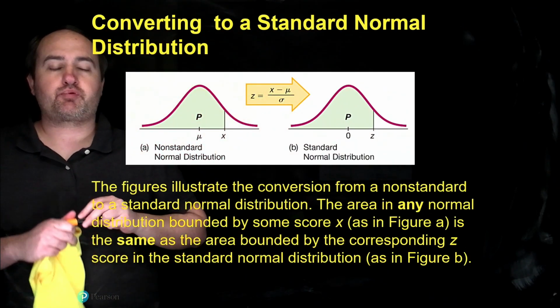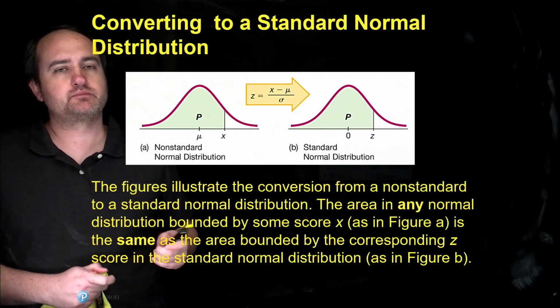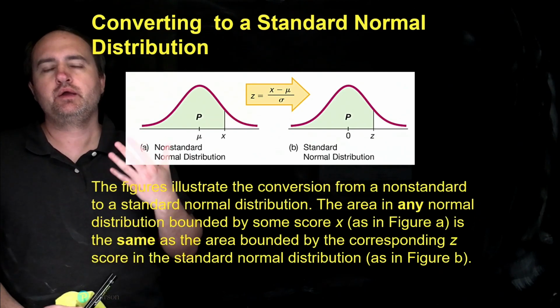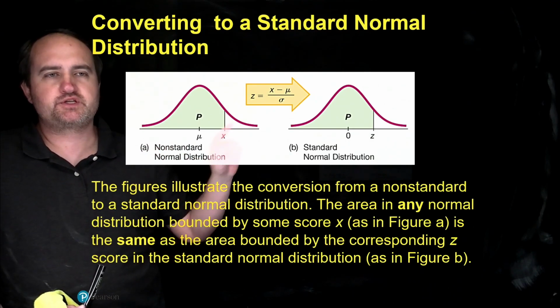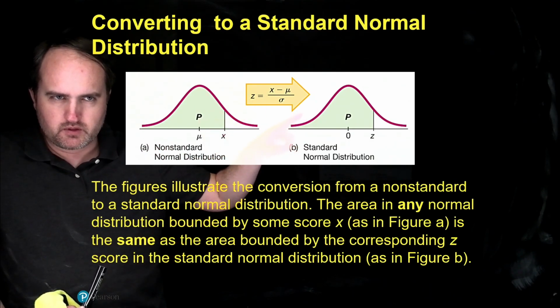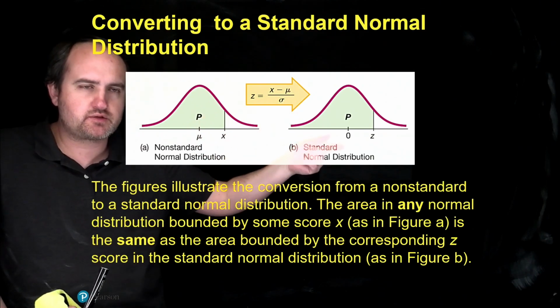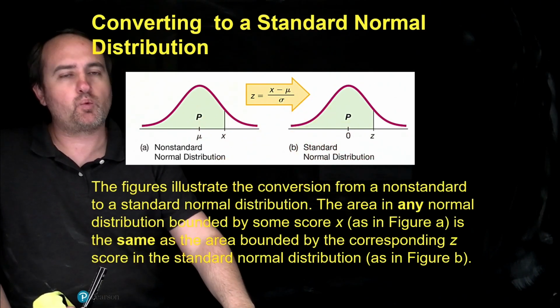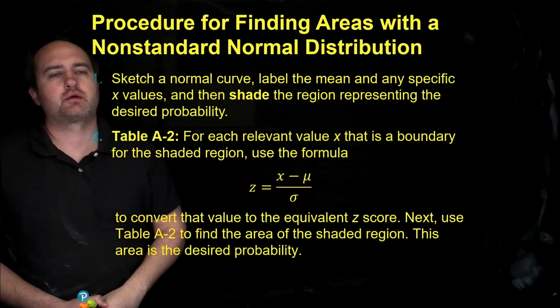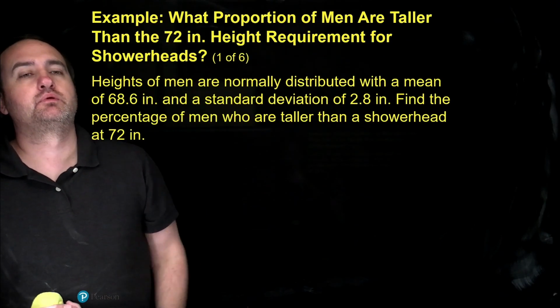Hopefully you find this whole process to be not too challenging, because really all we have to do in the problems from this section is use the conversion formula to convert x scores to z scores, and then use the techniques we learned in the last video from 6.1. Okay, so let's jump into an example.